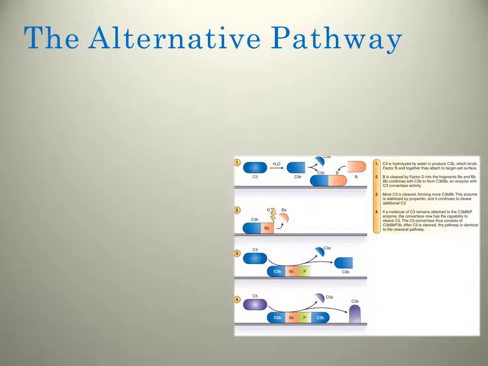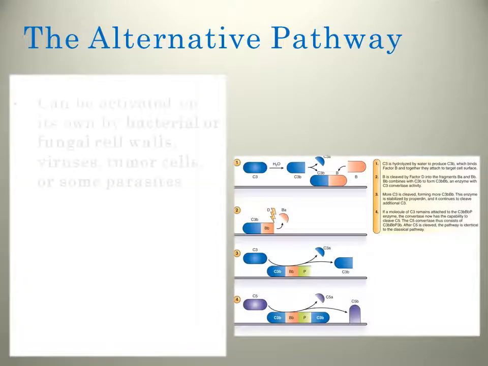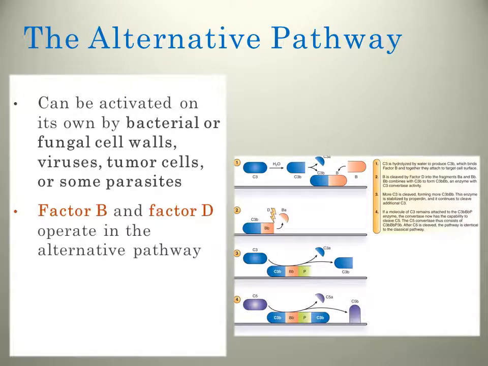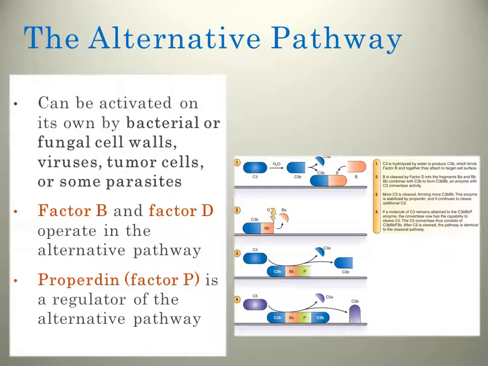The alternative pathway is activated by the presence of bacterial or fungal cell walls, viruses, tumor cells, or some parasites. What I want you to remember about the alternative pathway fundamentally is that it requires some other factors. Factor B and factor D are part of the alternative pathway, as well as factor P, also known as properdin.